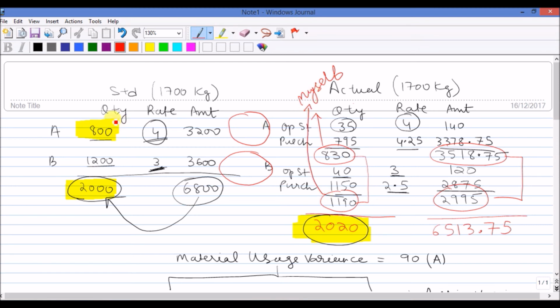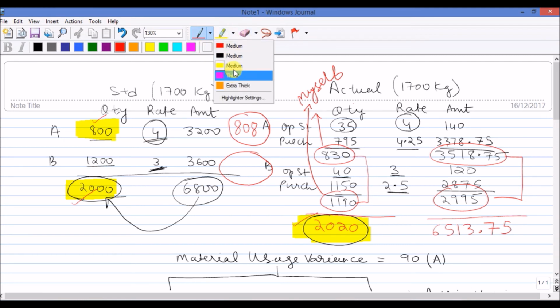So I'm going to find me. 800 multiply by 2020 divide by 2000. Okay, 800 into 2020 divide by 2000 is going to give me 808. Those who are not able to follow, please go through the lecture 1.